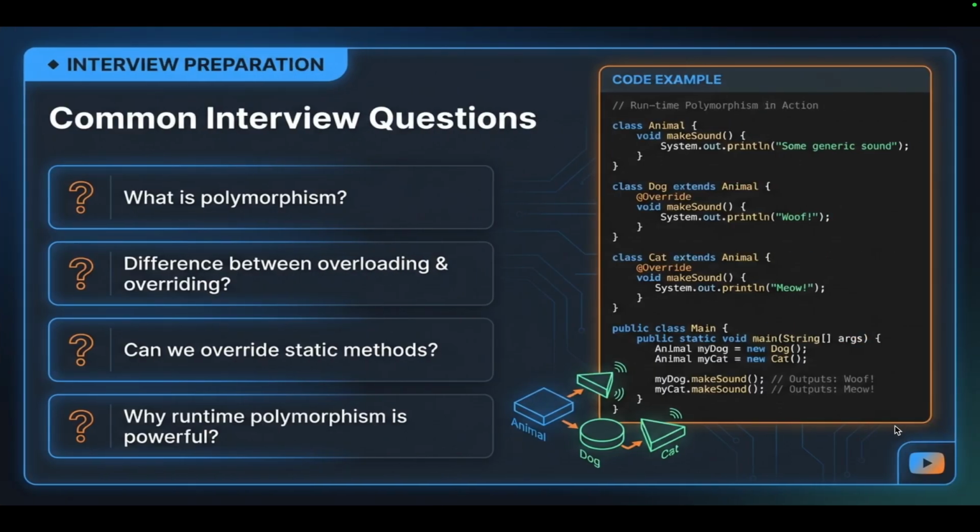Common interview questions. Some common interview questions. What is polymorphism? Difference between method overloading and overriding. Can static methods be overridden? Why runtime polymorphism is powerful? Mastering today's lesson will help you crack these easily.